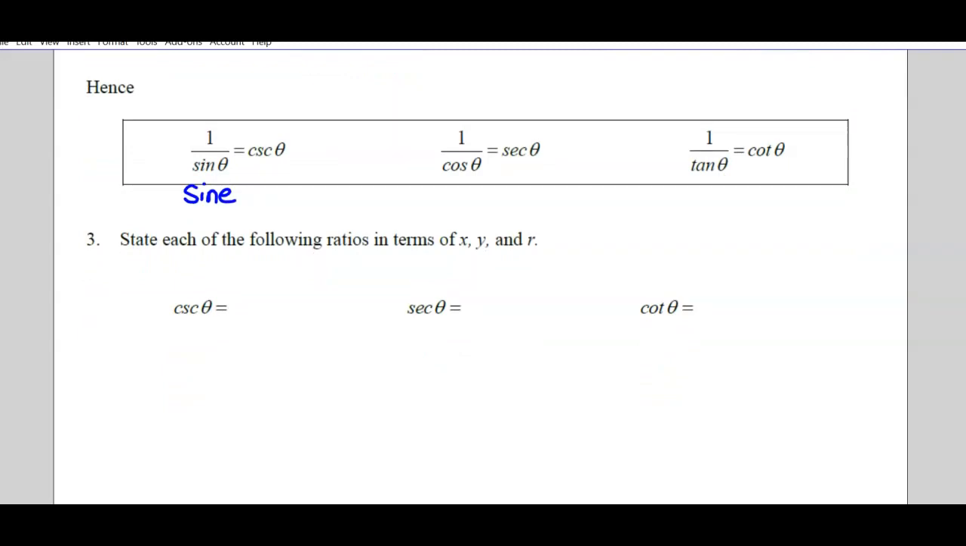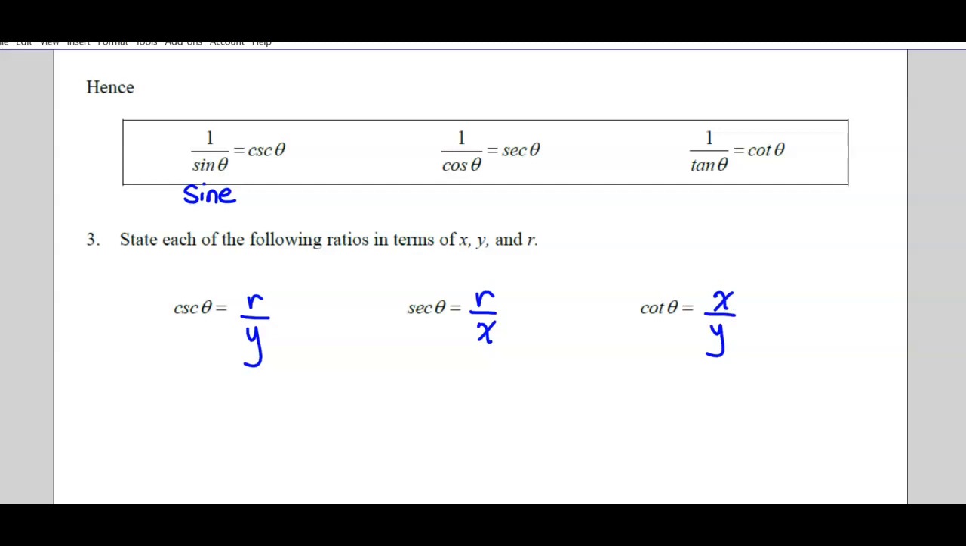Okay, so if we're taking the reciprocals, this is the reciprocal of sine. So if sine was y over r, this is going to be r over y. If cosine was x over r, then secant will be r over x. And then cotan is how I would abbreviate that. So cotan, and we know that's right? This one is the reciprocal of tangent, so that was y over x, so this would be x over y.